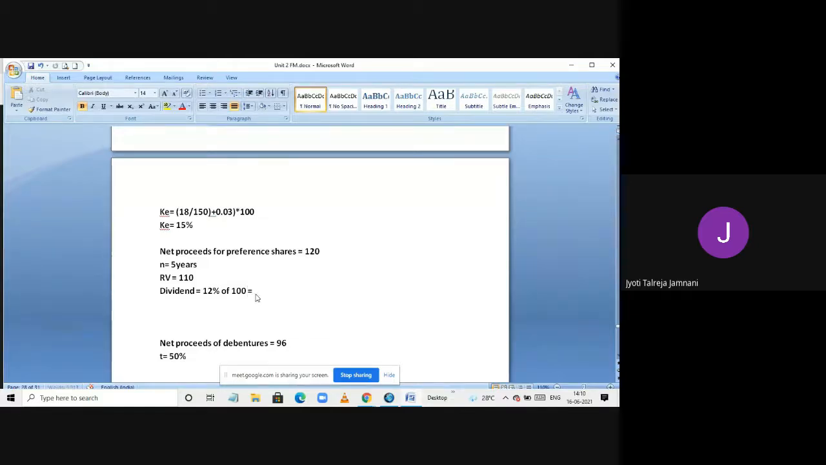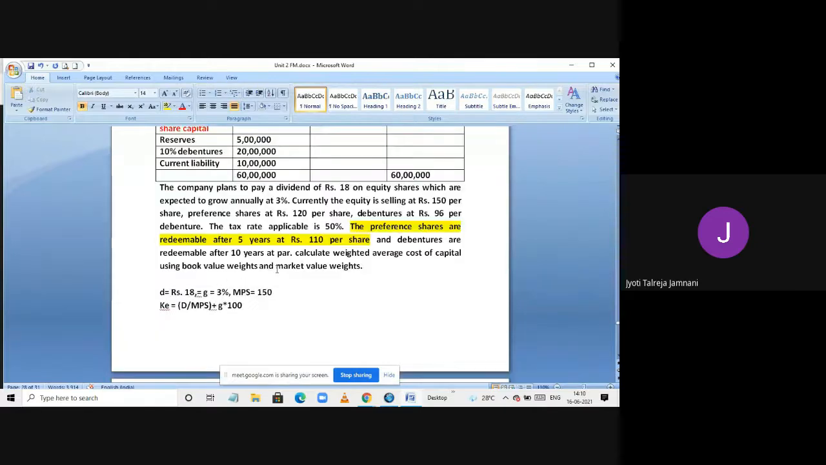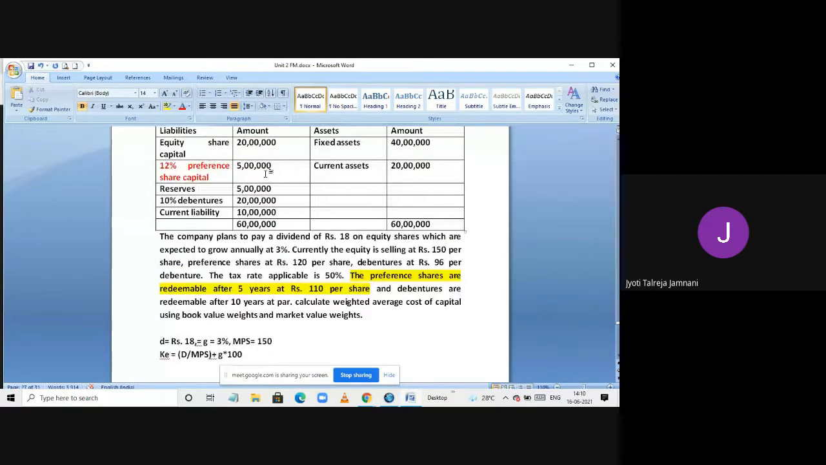So that will be 12 rupees. I'm not taking the total because they've given redeemable value per share 110, net proceeds per share, each share is sold for 120. So I cannot take dividend for total 12 lakh rupees or 5 lakh rupees. On 5 lakh, if I do 12%, I'll get total dividend.